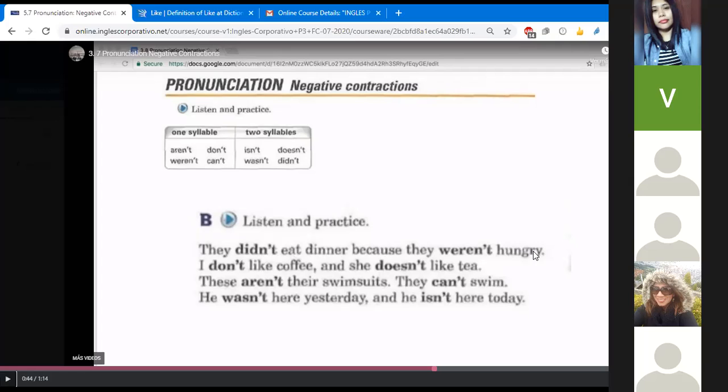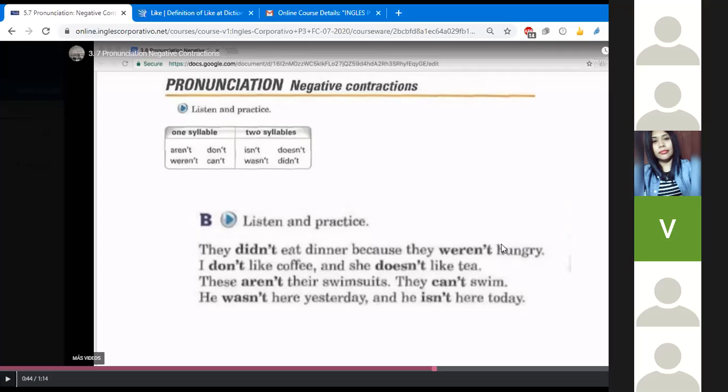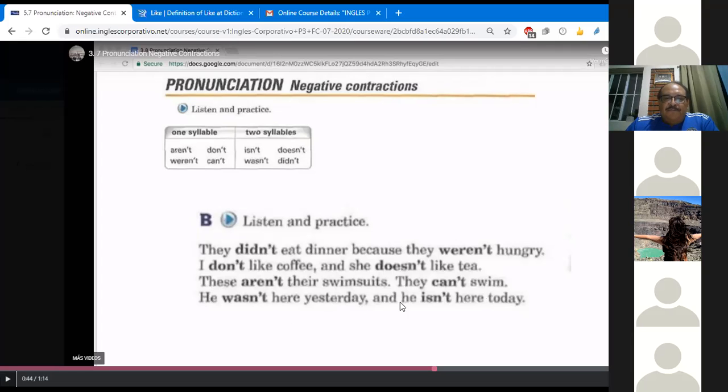Okay. Thank you. Joseph, the second. I don't like coffee, and she doesn't like tea. Good. Then Mauricio, the third one. These aren't their swimsuits. They can't swim. Swimsuits, that's correct. Very good. Okay, Rocío, the last one. He wasn't here yesterday, and he isn't here today. Good.